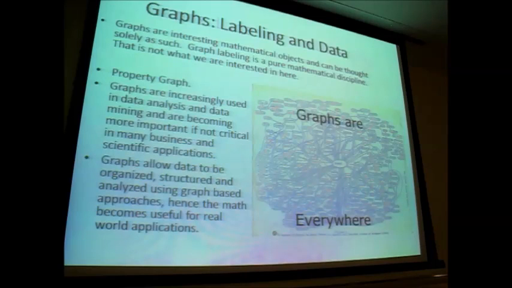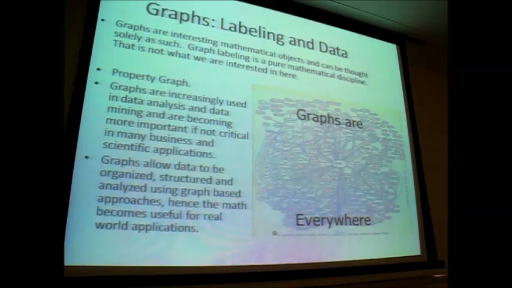So there's this idea of labeling. If you Google graph labeling, you get all this math stuff about how you put numbers on, I guess, vertices and edges. But we're not really interested in that. We're interested in what's referred to as the property graph. So if you're going to Google ideas about graph labeling and you're thinking about things like Neo, you want to Google a property graph.